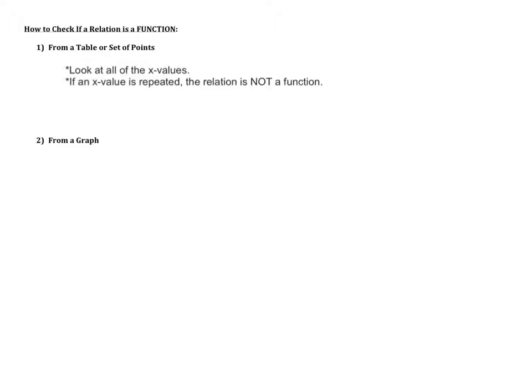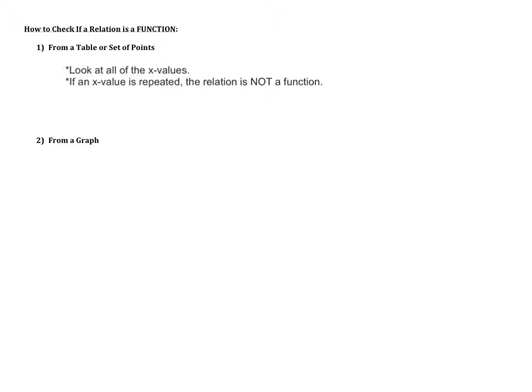So first, look at all of the x values that you're given. If any of the x values are repeated, then the relation is not a function. It's still a relation, just not a function. If all of your x values match up to exactly one y value, then it would be a function. Because remember, the definition of a function was a relationship where each input only has one output, one and only one. So again, if any of the x values repeat, that's going against the definition of a function, and therefore it is not a function.